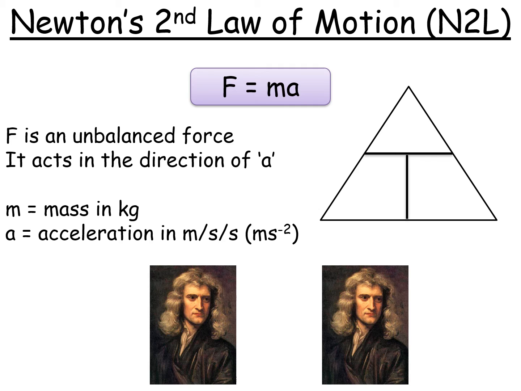So Newton's second law, I would like you to copy this down in your notes because you're going to be using this quite a lot. But F is equal to ma, where force, F, is the unbalanced force. It acts in the direction of the acceleration. m is the mass in kilograms. And the triangle for this is that you have F at the top and you have m and a at the bottom. And hopefully you remember how to use this equation triangle to help you to get the right equation, basically.